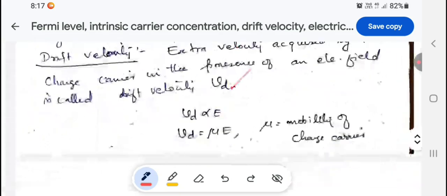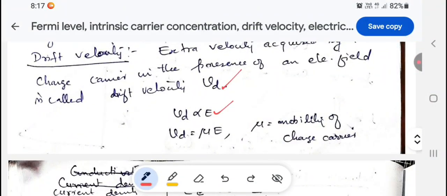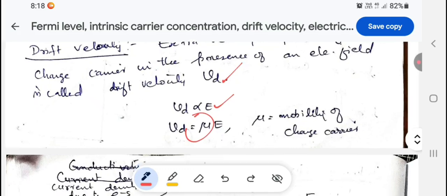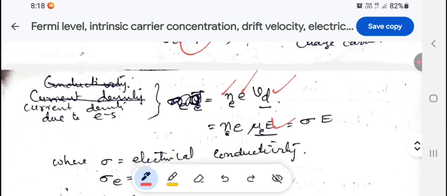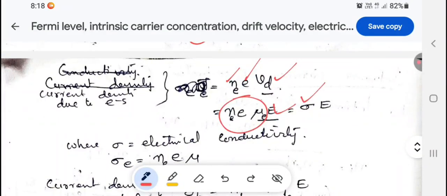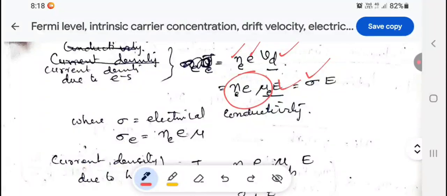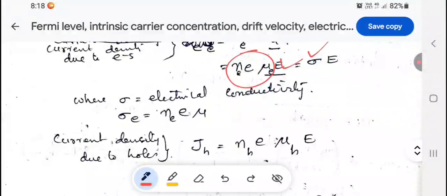Vd. This drift velocity is proportional to the applied electric field, and that proportionality constant is the mobility of the charge carrier. So we have the equation Vd is equal to mu into the applied electric field. Then the current density due to electrons is Ne, the electron concentration, into the charge of electron into drift velocity. Substituting for drift velocity, this entire term represents sigma, the electrical conductivity due to electrons. So the current density JE can be written as sigma into Ne into E, this mu. So this represents the JE.